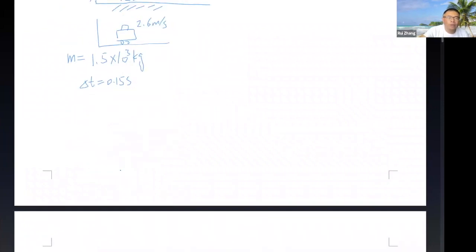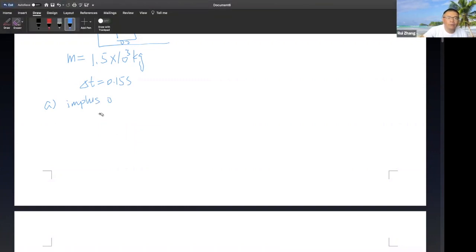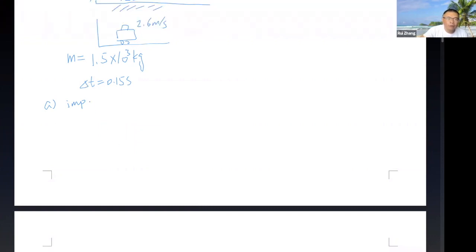The first question we want to know is the impulse on the car. And then the second question is the average force from the wall.